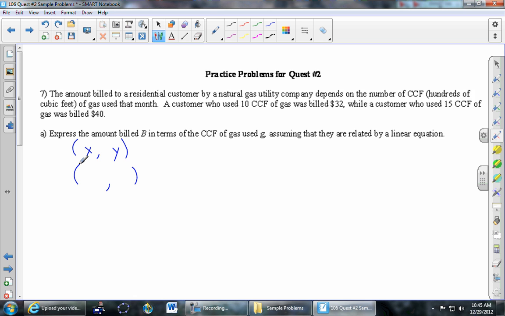The only clue that we have here is in part A. It says express the amount billed in terms of the CCF of gas used. So that "in terms of" reminds me of a phrase that I guess I just have memorized: y in terms of x. That's the standard order for most problems that we see with x and y in them. So I guess what that means is that they are saying that B in terms of CCF is really like y in terms of x.